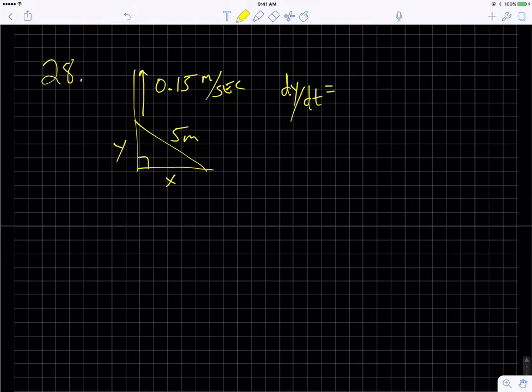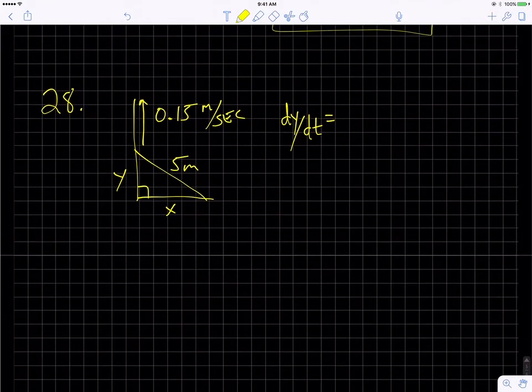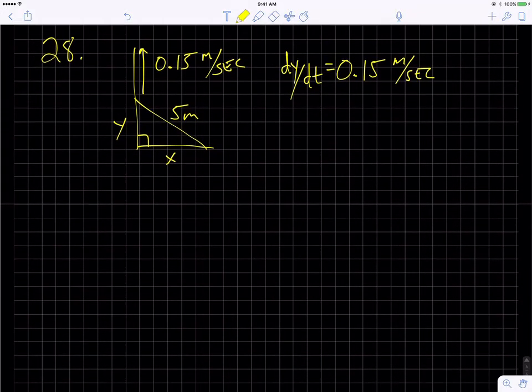And that's increasing, not 1.5, 0.15. So that's dy dt. I assume they're going to ask at what rate is the bottom of the plank moving inwards toward the building. How fast is the end of the plank sliding along the ground? So they want to know about this, and that's the rate of change of x.